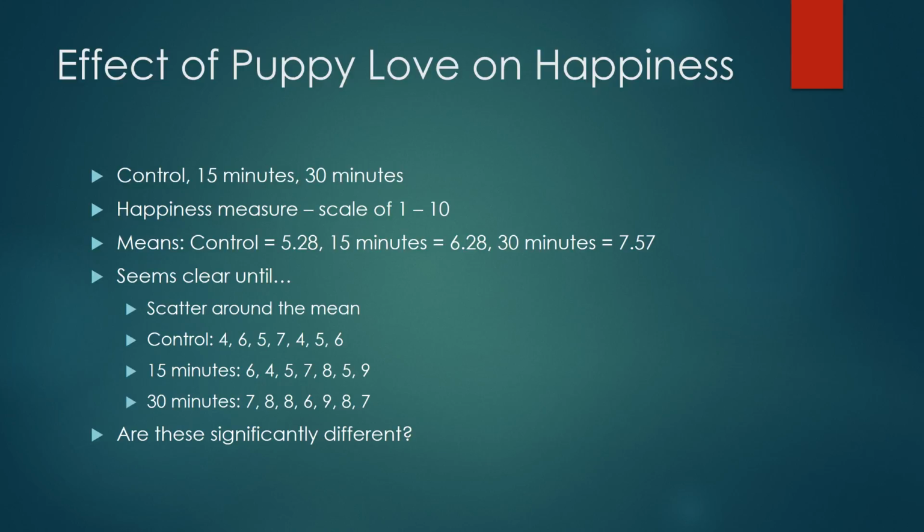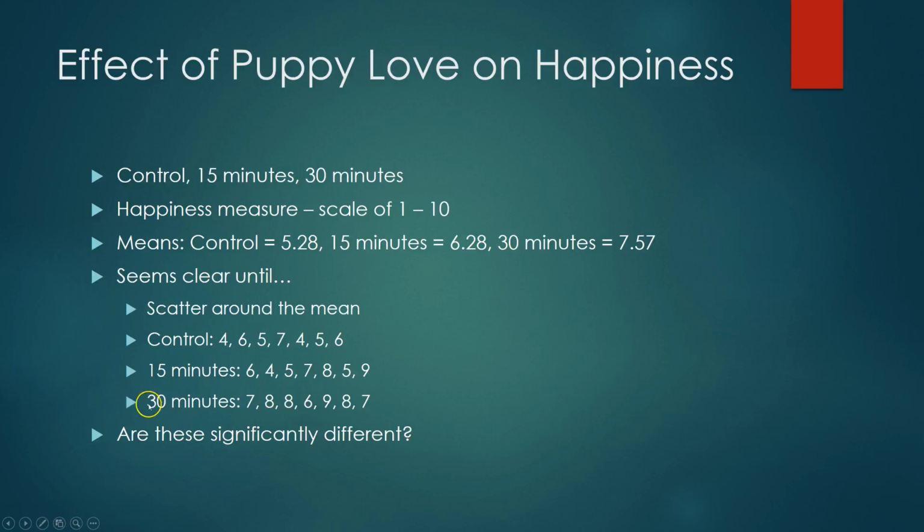So the happiness measure was a scale of 1 to 10. When we did our measurements, the control group came out with a mean happiness score of 5.28. So they're moderately happy. The 15-minute group came out with a mean score of 6.28, so they're a little happier. And the 30-minute group came out with a mean score of 7.57. So when you just look at the means, 5.28 does look pretty different from 6.28, and 6.28 does look pretty different from 7.57. Okay? So does that mean that we have significant differences? Well, we have to look at the scatter around the mean to determine that.